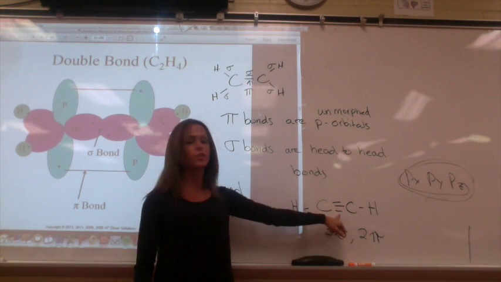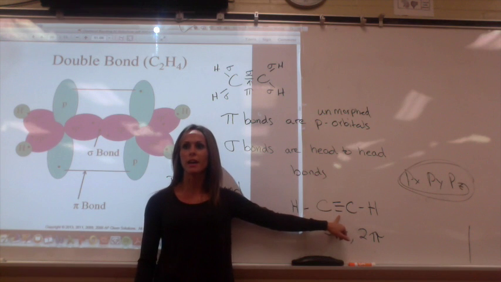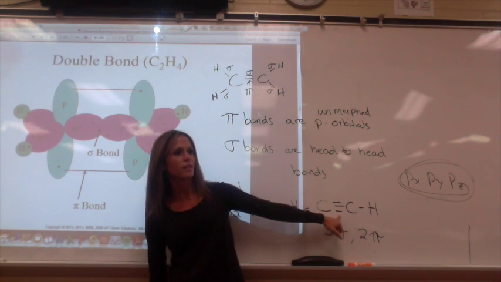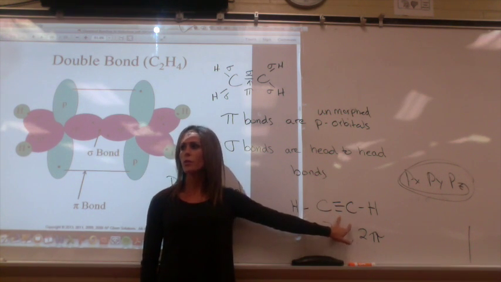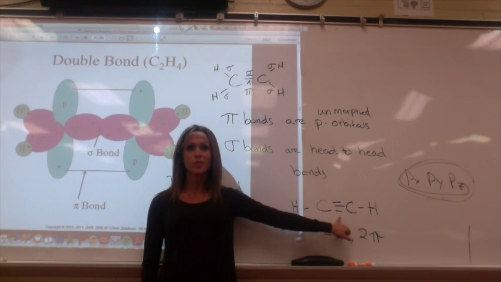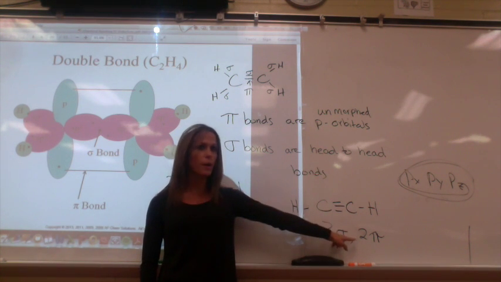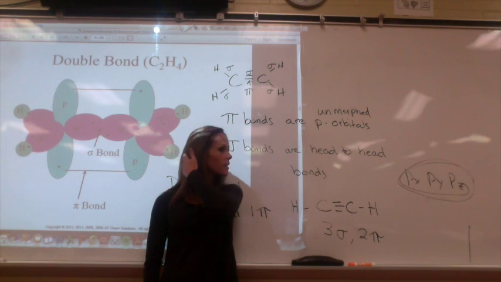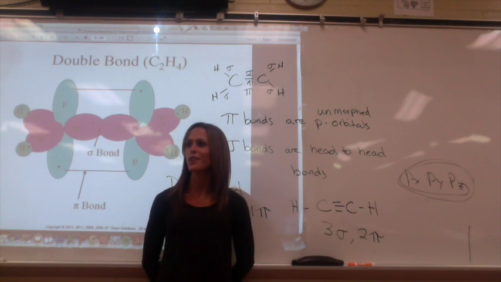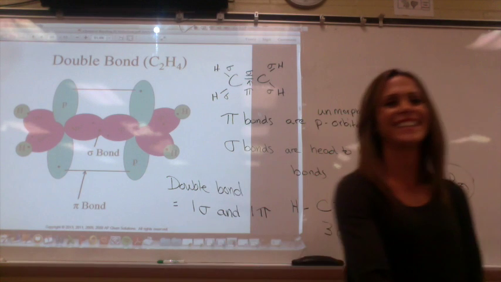If I'm going to draw this structure, how many unhybridized orbitals am I going to have? How many unhybridized orbitals are in this structure? 2. 2 unhybridized, and they come from the 2 pi bonds. You love it? You want more of it?